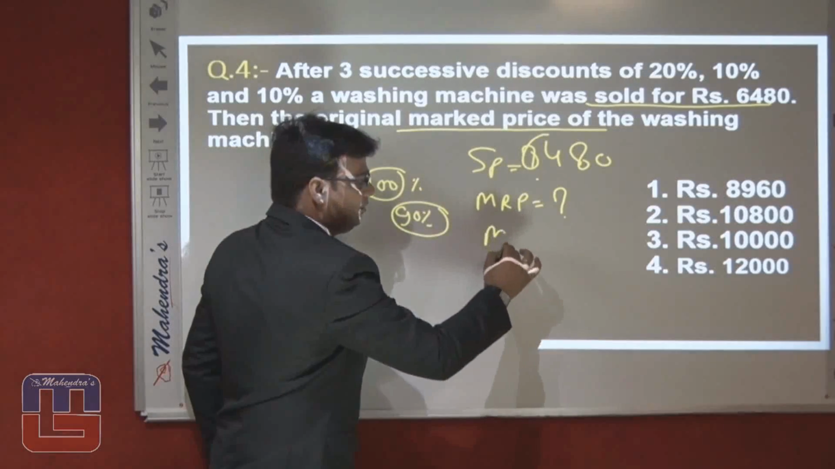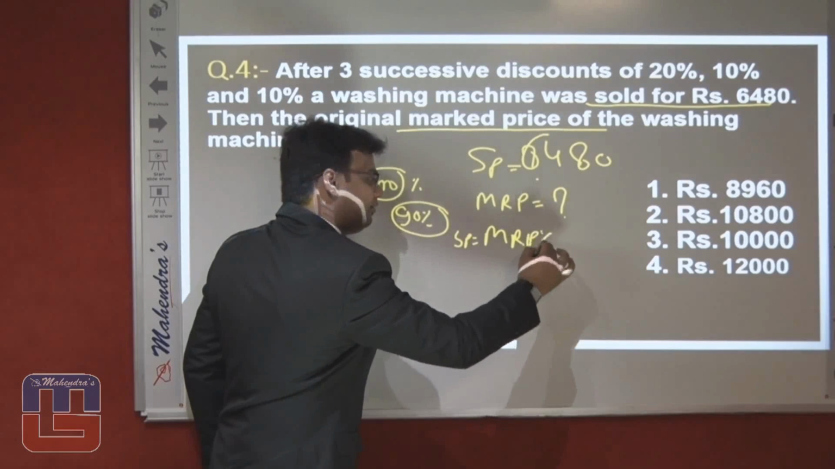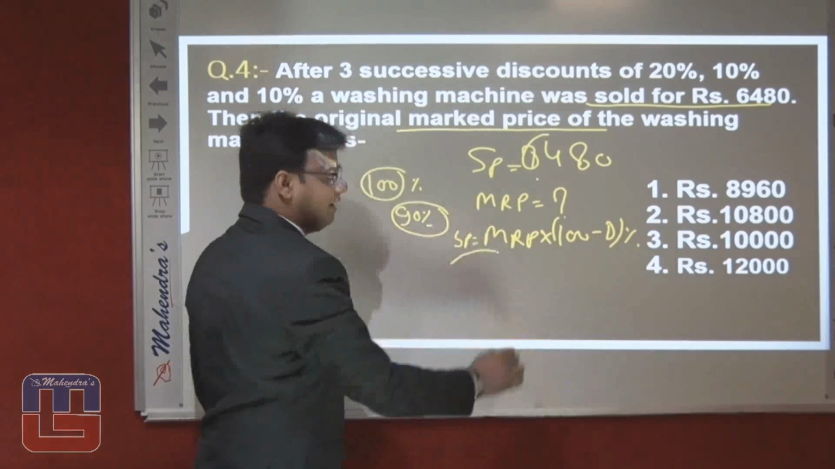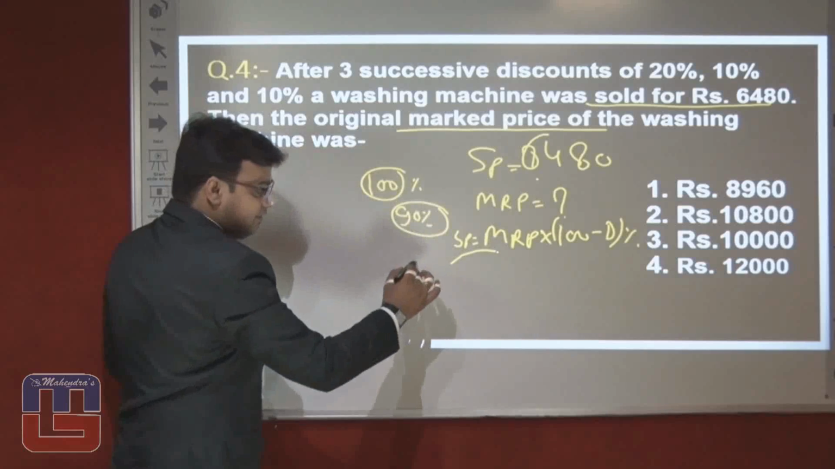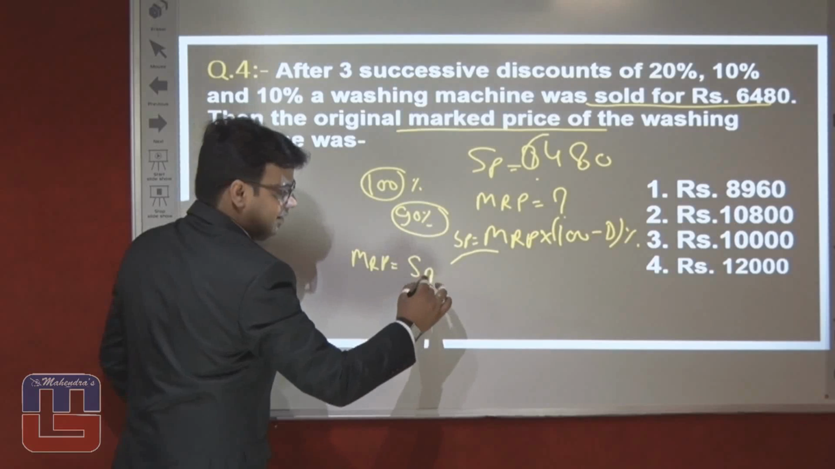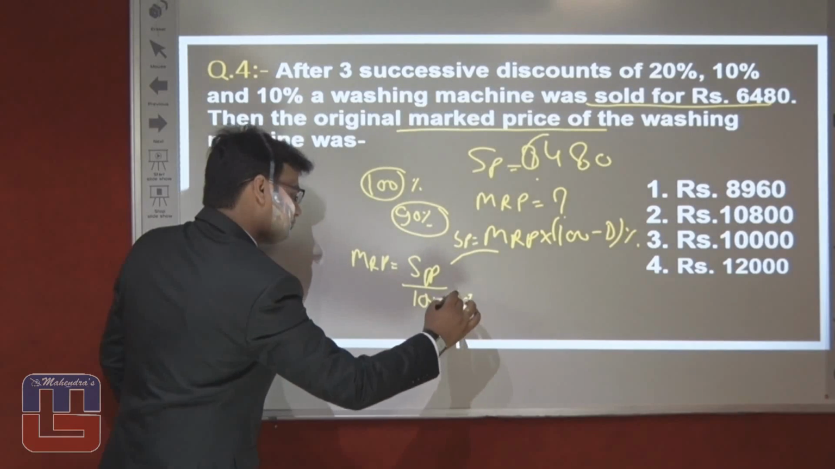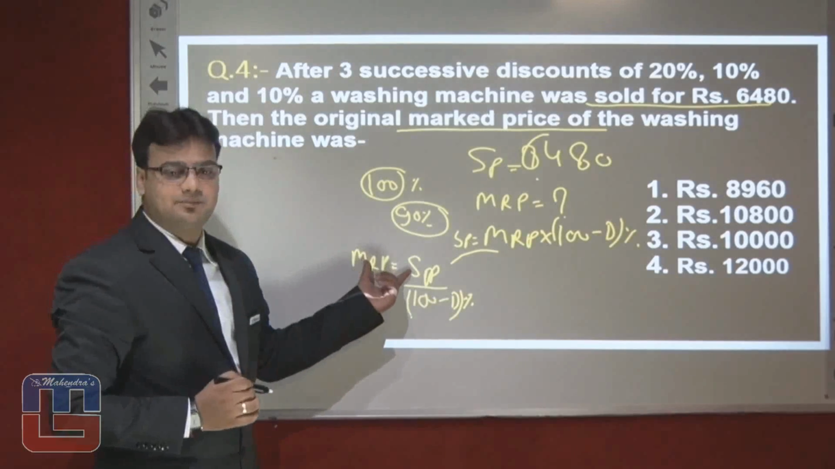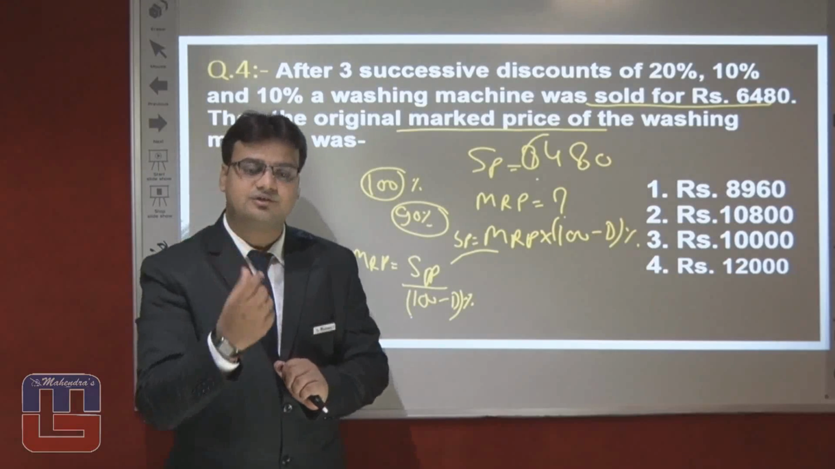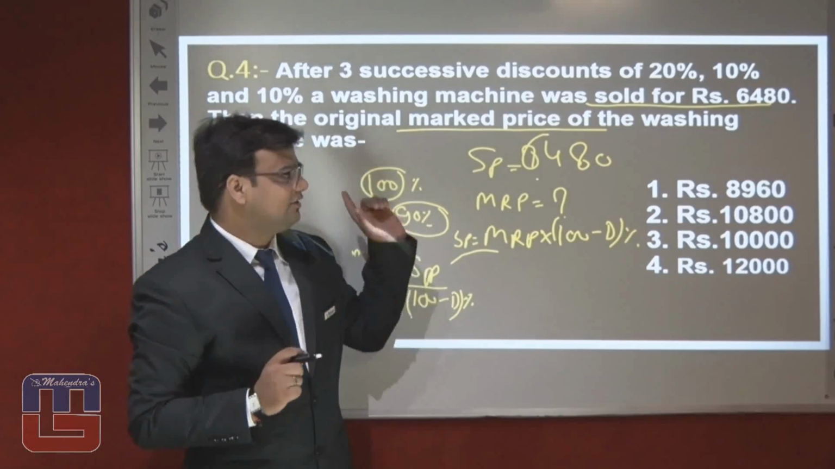MRP is given, we require the selling price, then selling price is equal to MRP into 100 minus discount percent. If selling price is given, we require MRP, that means MRP is just the opposite, selling price divided by 100 minus discount percent. In this way, you get the MRP. But here there are 3 discounts. So firstly, we calculate 1 unique discount by using the successive discount formula using 2, or otherwise directly you can solve.